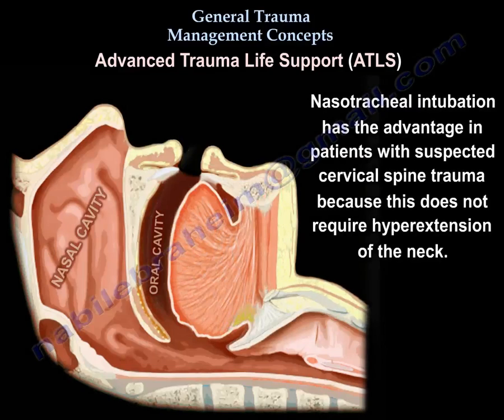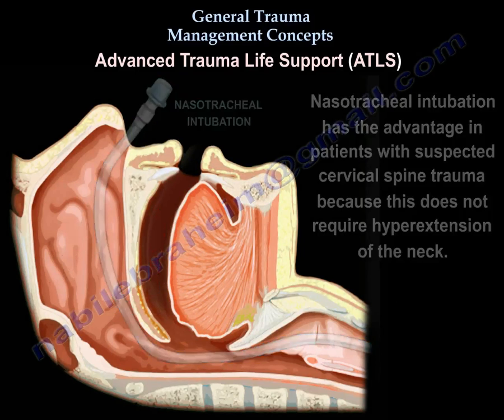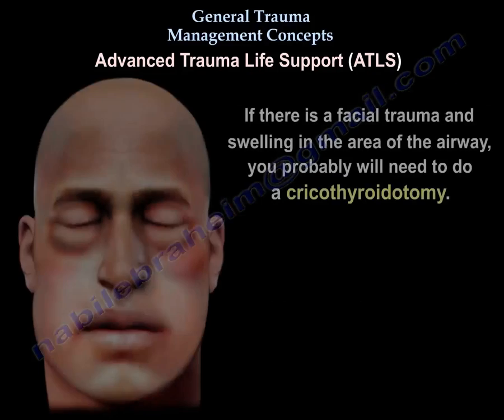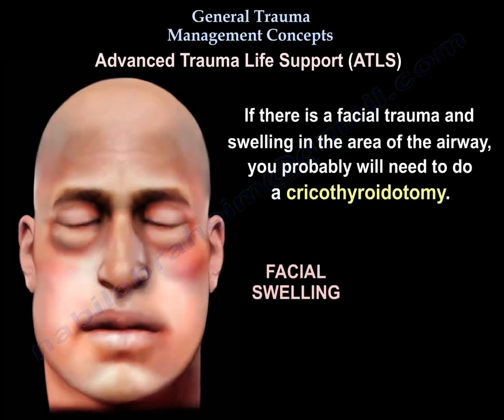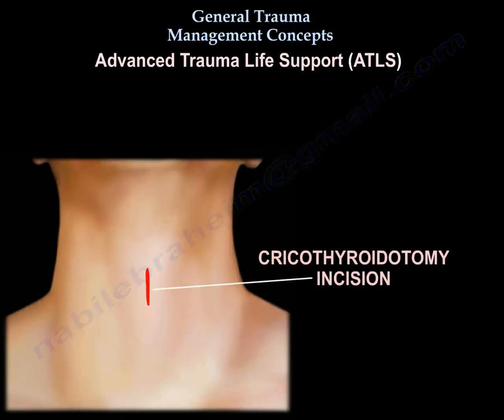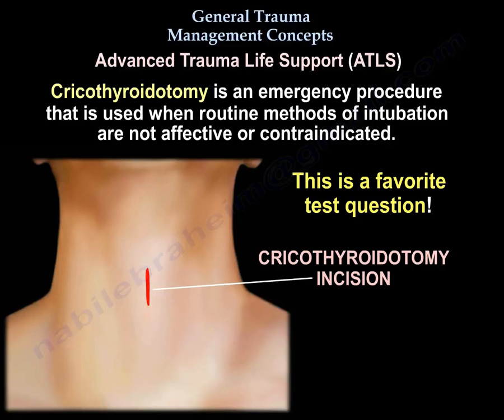Nasotracheal intubation has the advantage in a patient with suspected C-spine trauma because it does not require hyperextension of the neck. You're going to evaluate the airway for obstruction. If you have a facial trauma and swelling in the area of the airway, you probably have to do cricothyroidotomy. It's an emergency procedure used when routine methods of intubation are not effective or contraindicated. This is a favorite test question.